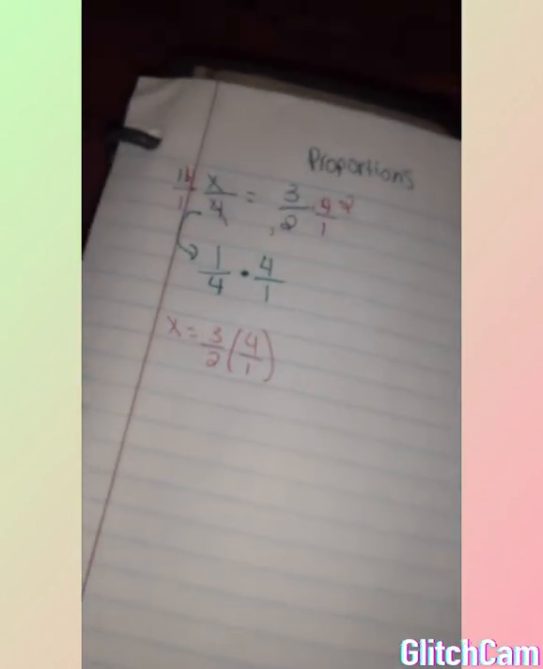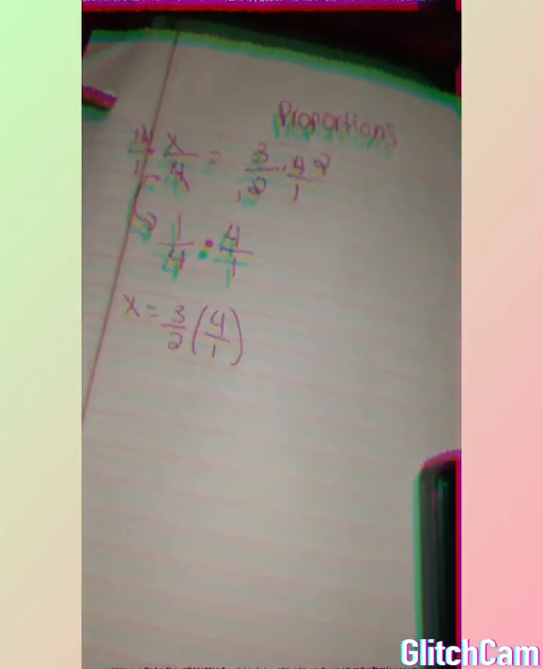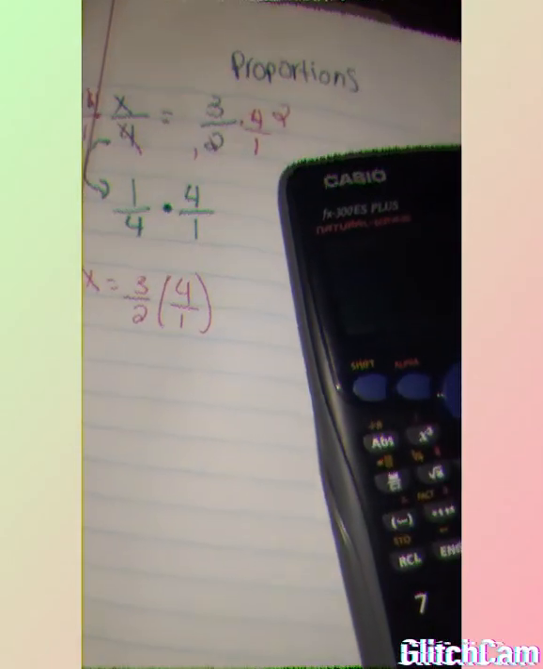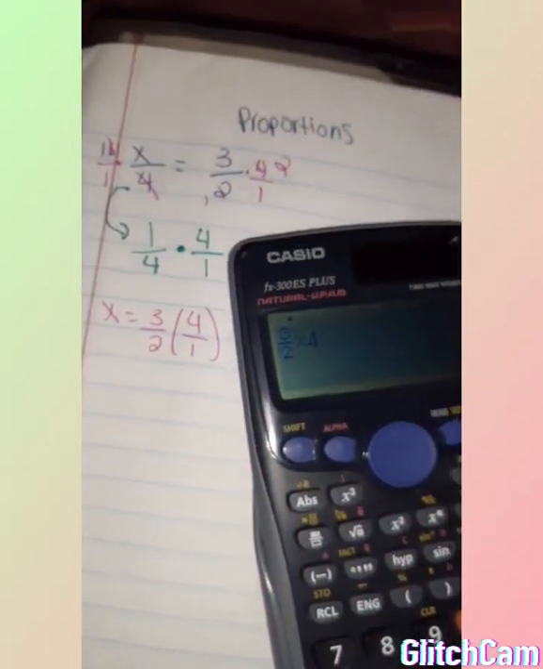Okay, so what I would do is use my calculator. If you can't use your calculator, that's fine. I'll show you a different way to do it. Okay, so my calculator got 6. So it says that x equals 6.